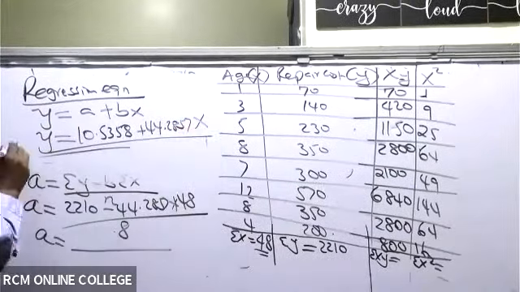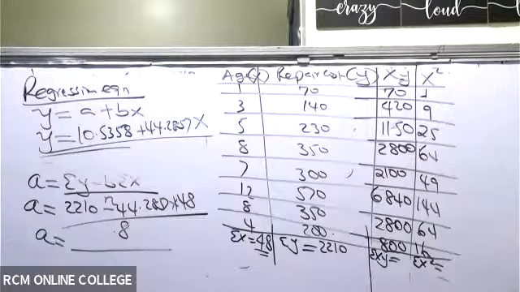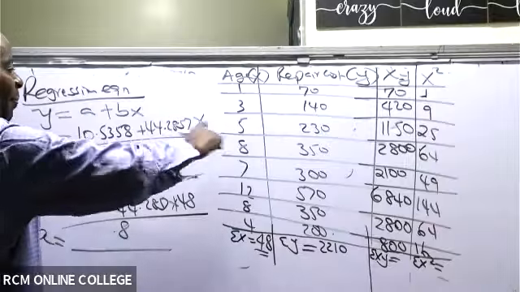So we must reach there. Once we reach there, then we have answered the first question. And remember, in this first question, or rather the second question, they want us to interpret the meaning of the coefficients. Remember, all these are repair costs.